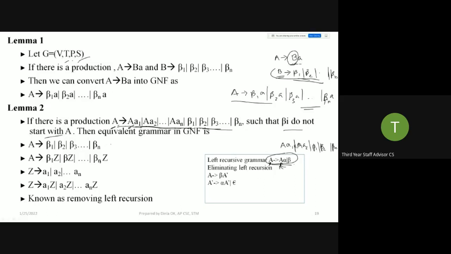Here we say we can eliminate the left recursion by replacing the production with this kind of productions. That is, for the term A, A implies, we can specify the beta terms given here: A implies beta1 beta2 etc. beta n. The same way, we have said how to replace it: A implies beta A dash.